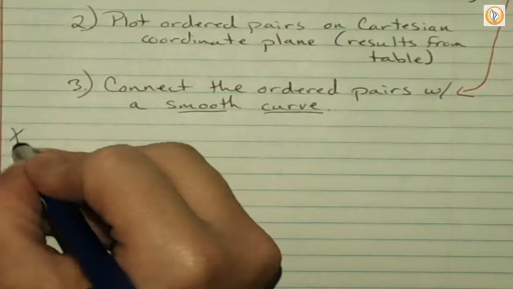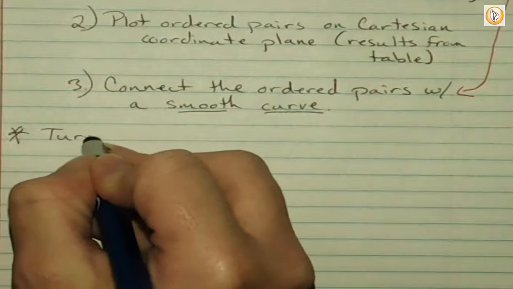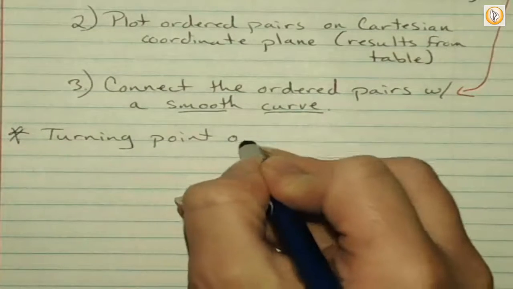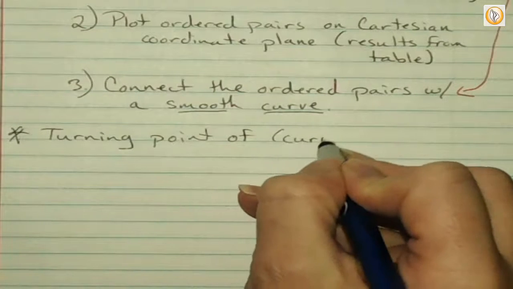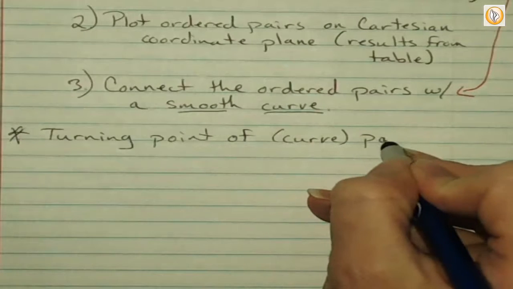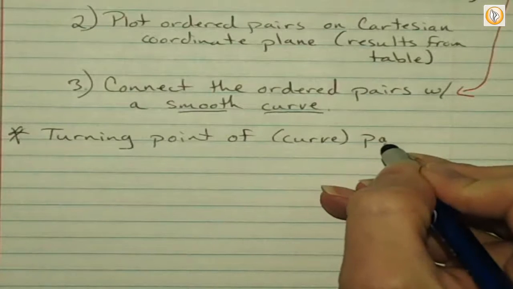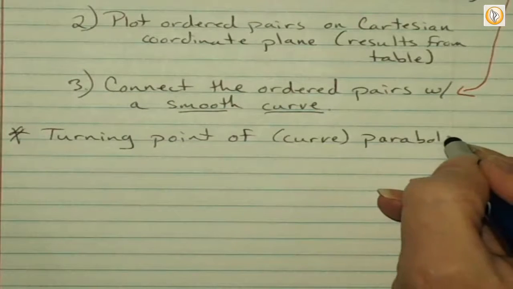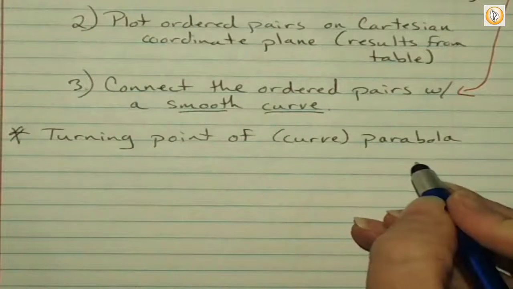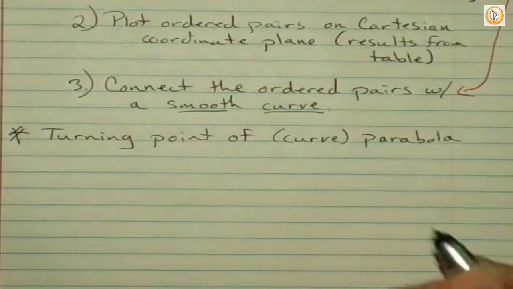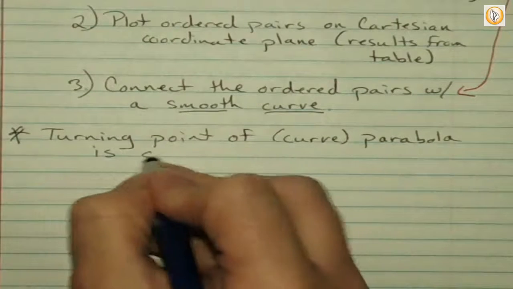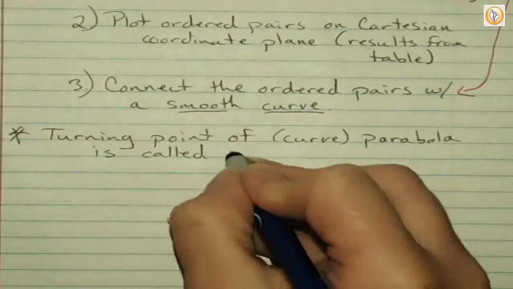Here's what we were talking about. The turning point of the curve or the parabola. Isn't it "pa"? Yeah, parabola. Okay, turning point of the curve or... See? Yeah. The turning point of a parabola is called the vertex.